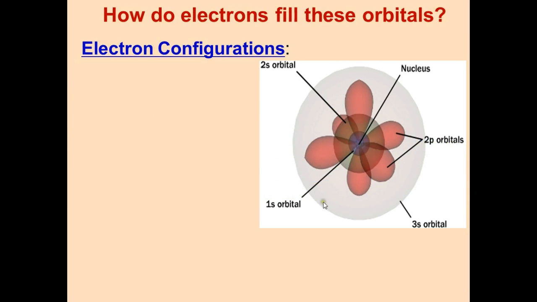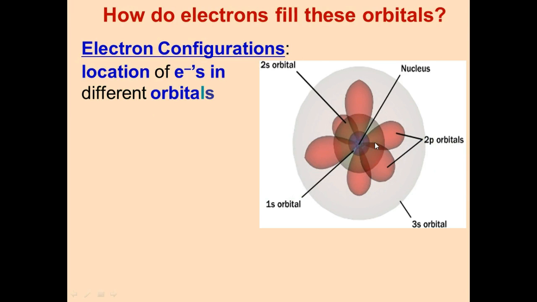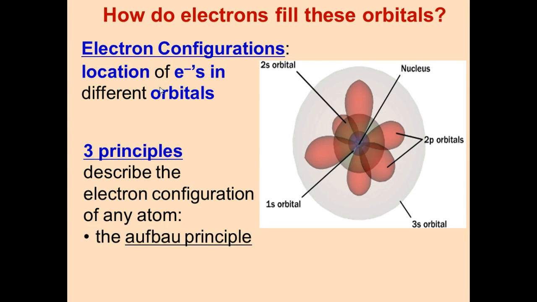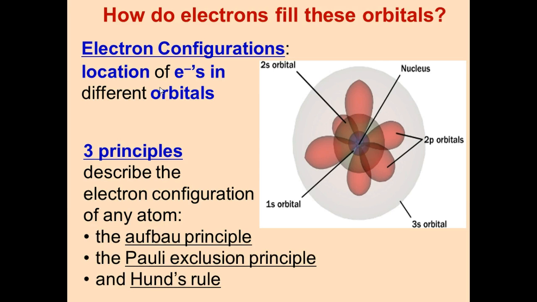So how do electrons fill these orbitals? How do electrons organize themselves? The electron configurations are the location of electrons in different orbitals. And there are 3 principles to describe the electron configuration of any atom: the Aufbau principle, the Pauli exclusion principle, and Hund's rule. These are the 3 rules that we use for electron configurations.